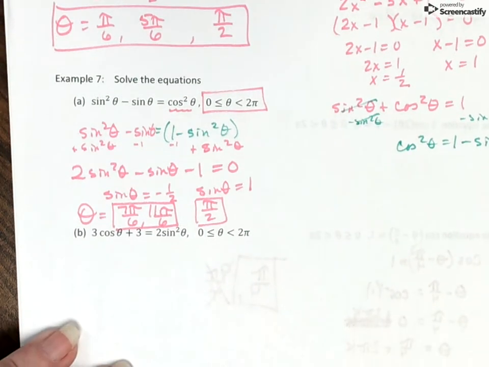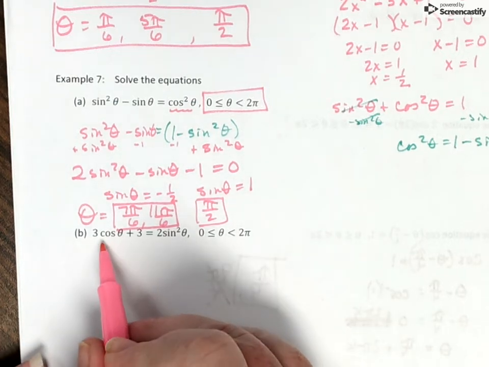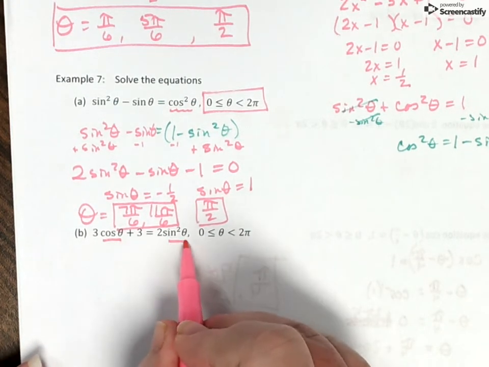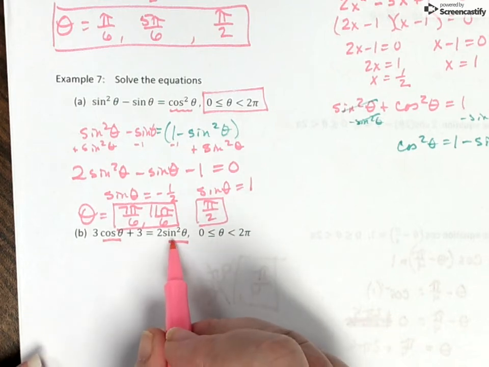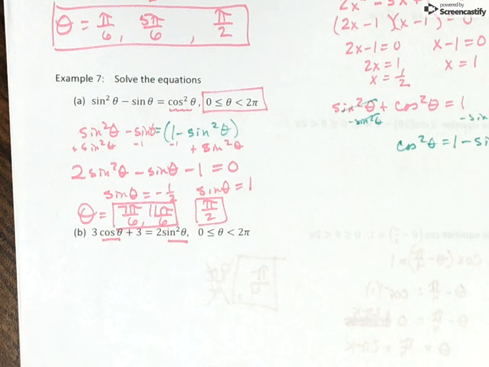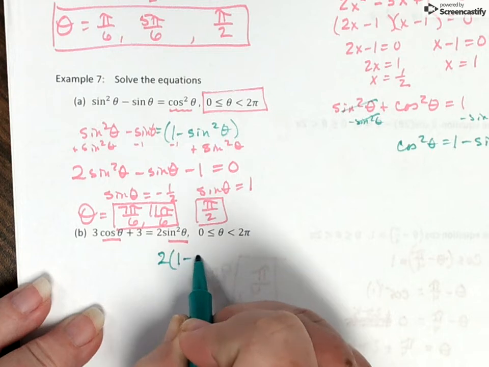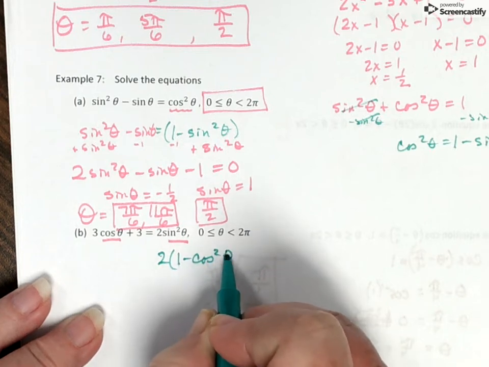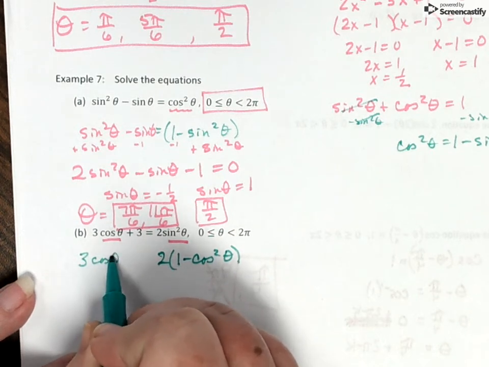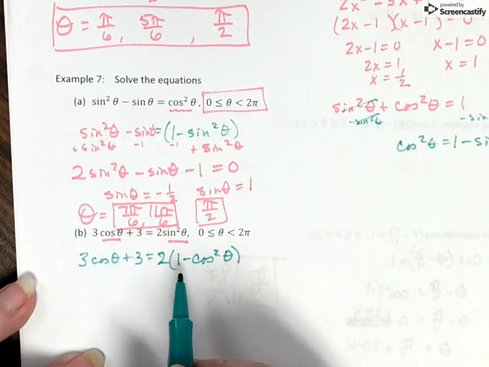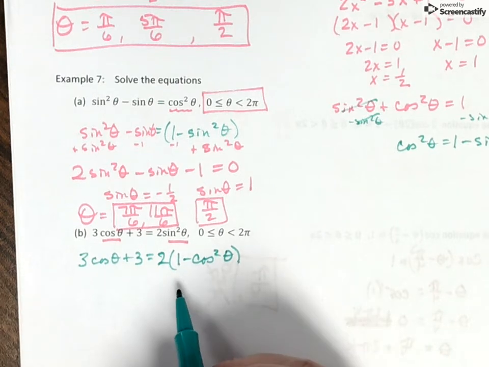One more problem for an example. I've got cosine theta and sine squared theta. Now I can't have two functions, and I already know that sine squared theta can be replaced with 1 minus cosine squared theta. So I've got 3 cosine theta plus 3 equals 2 parentheses 1 minus cosine squared theta.